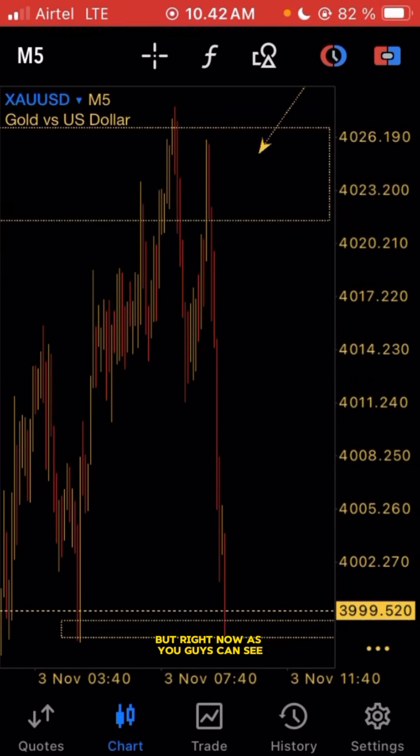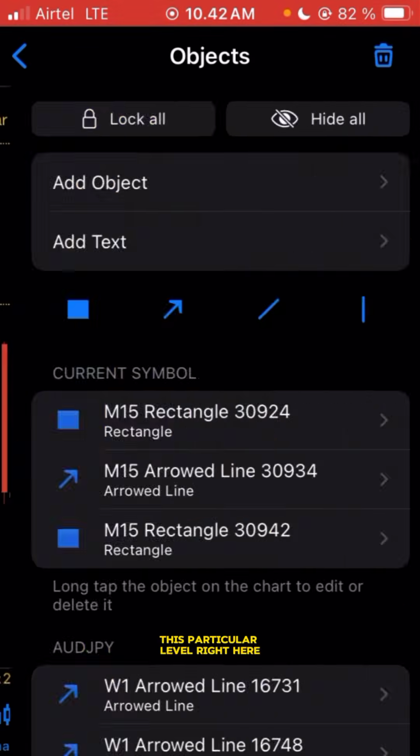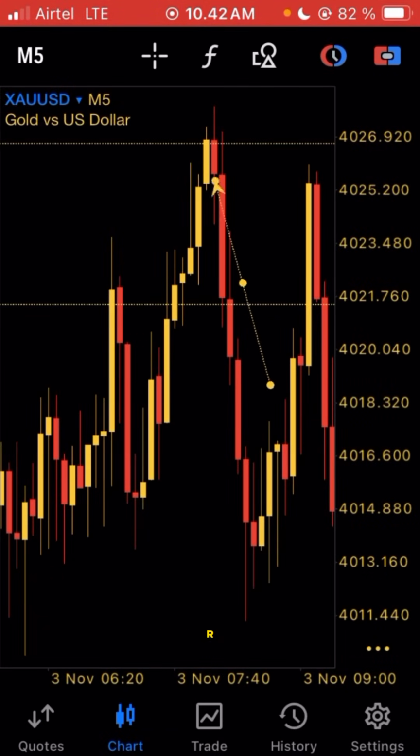But right now, as you guys can see, look at this particular level right here. This is our confirmation. Remember we said this candlestick did not break, and this candlestick broke the structure. Then we can take our entry here and put our stop loss, let's say here. Remember, this is where your risk will come in. Either you want to put it here or here or here, it all depends on you.